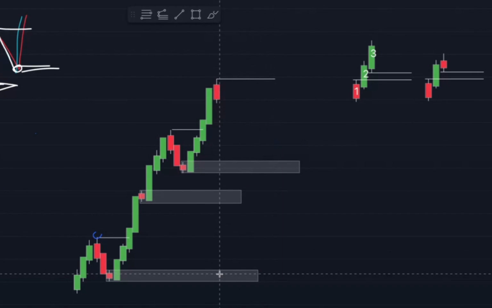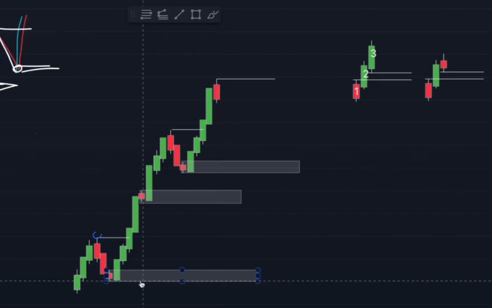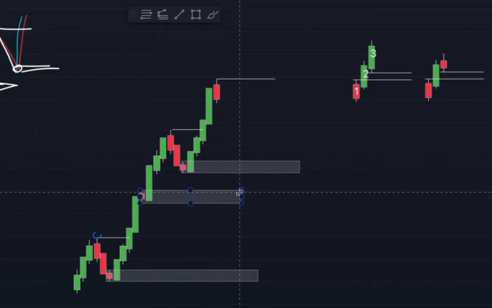But one thing I need you to know again is that not all demand is tradable. We only want to trade mitigated demand. There's what we call mitigated and unmitigated demand. It's simple. What is mitigated demand? Mitigated demand means demand that has been touched. All this demand you see here is unmitigated, which means, remember I told you there are buyers waiting there, that their orders have not been filled, and price has not come back there.